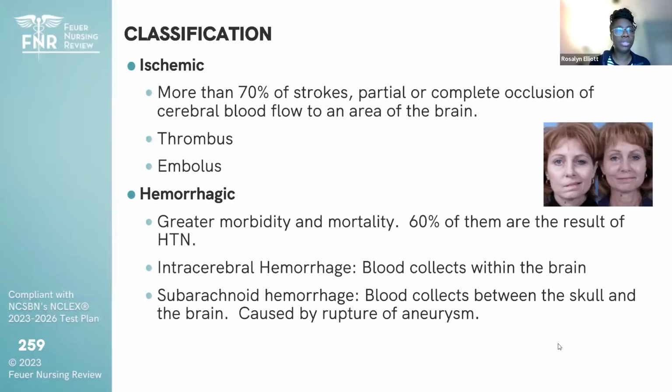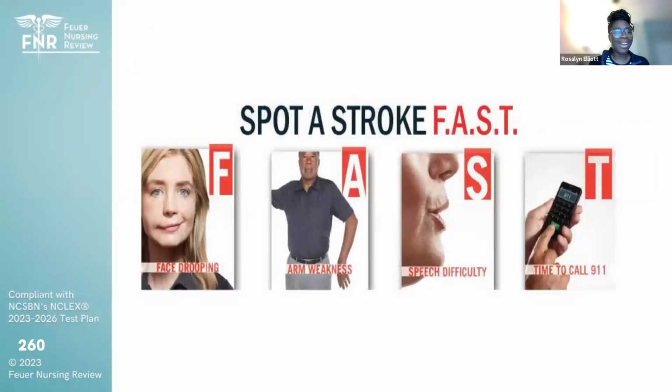And we're going to get into our good old FAST method, right? So that's face drooping. This is our acronym for stroke, which now is, I think, BE-FAST, because they've added balance and other components. So the face drooping, and arm weakness: the patient holds their arms in front of them. Does one arm drift down, or are they able to hold them both steady?